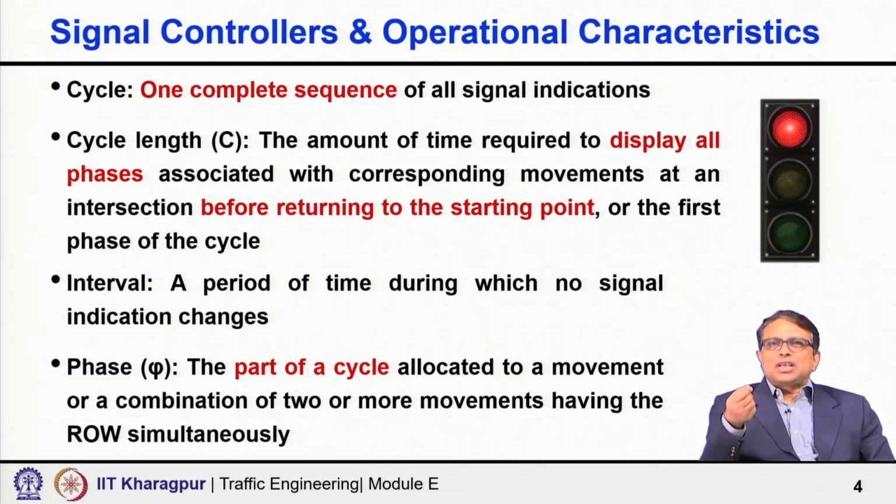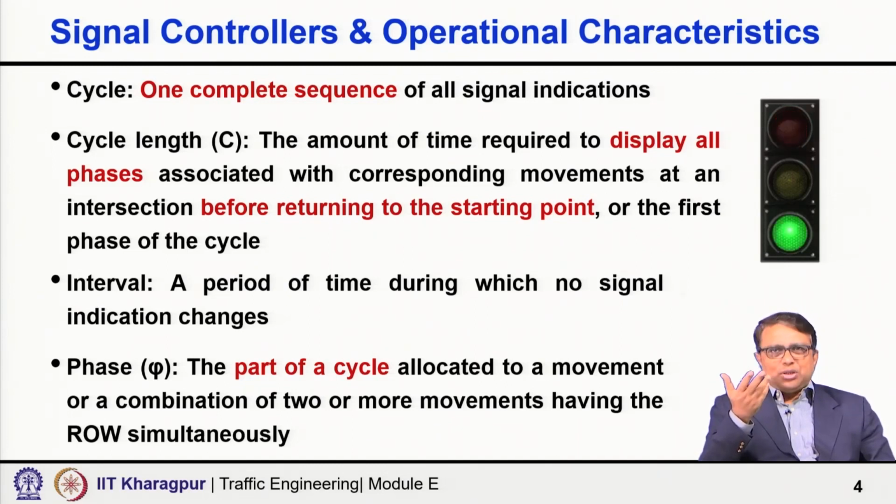I am telling it in a slightly different way, because we have not yet discussed the concept of phase. But otherwise, it is the same as what is written here: the amount of time required to display all phases associated with corresponding movements at an intersection before returning to the starting point or the first phase of the cycle. So, in very simple terms, the time required to complete one cycle is the cycle length.